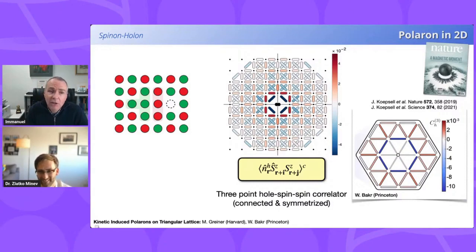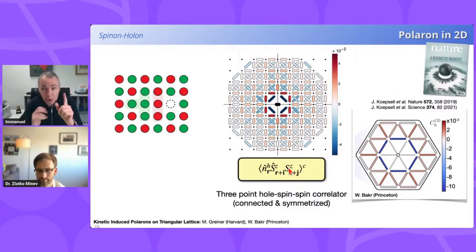The size of this polaron depends basically on the ratio of kinetic energy of the dopant relative to the magnetic exchange energy of your electrons in the system. And the size of this polaron cloud, this dressing cloud, should depend strongly on that, and that will be something very interesting to look at.